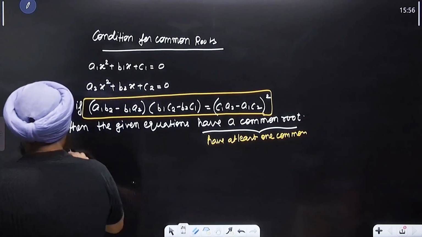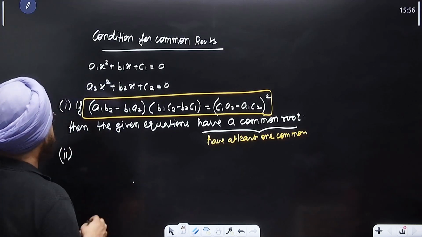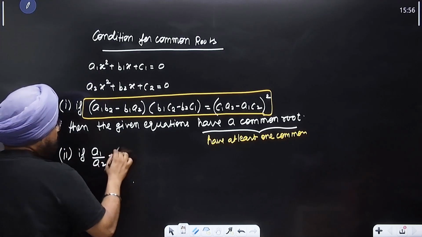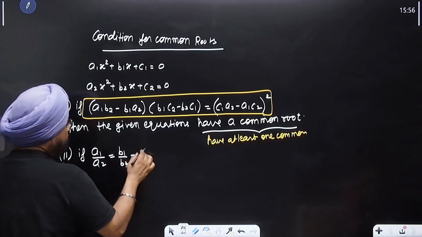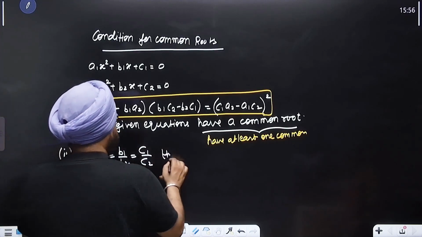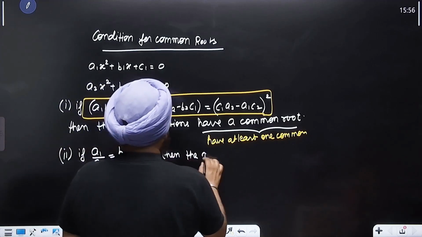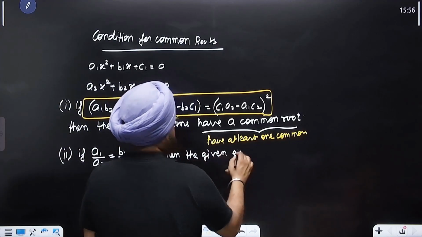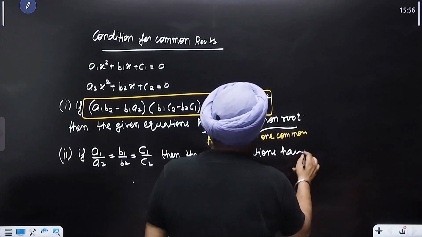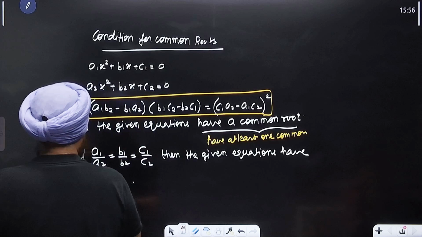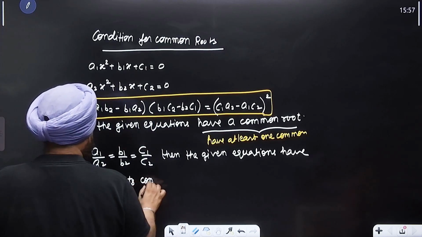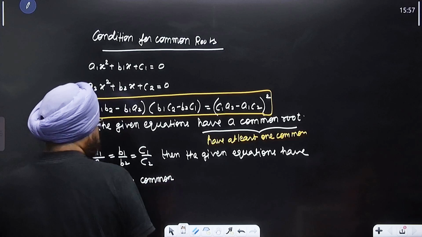First, we will write the second condition on coefficients. If a1 upon a2 equal to b1 upon b2 equal to c1 upon c2, then the given equations have both roots common.